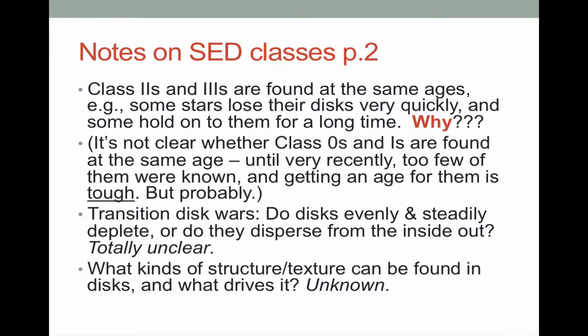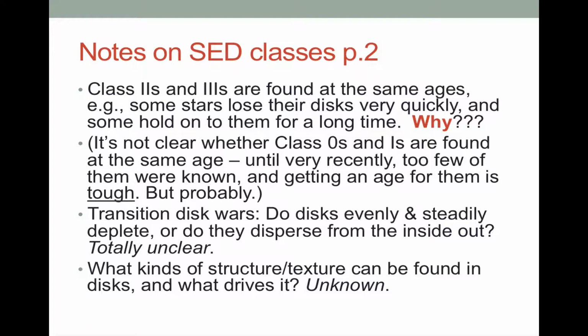Class 2s and 3s are found at about the same ages. And so that was very confusing for a long time. It's still very confusing. Some stars seem to lose their disks very quickly and some do not, and no one really knows why. We don't really have enough age determinations for the class 0s and 1s because they're so hard to get an age for. People are still working on this, but probably we're finding some of these at the same place in the same time. In other words, they're too close together to be formed separately.